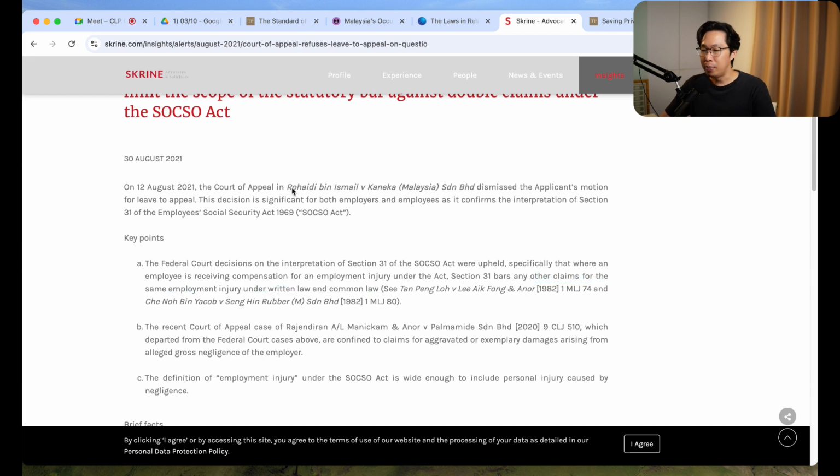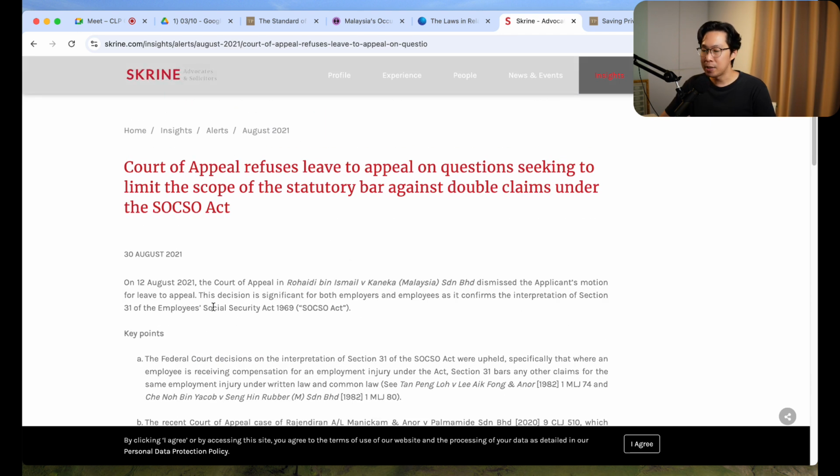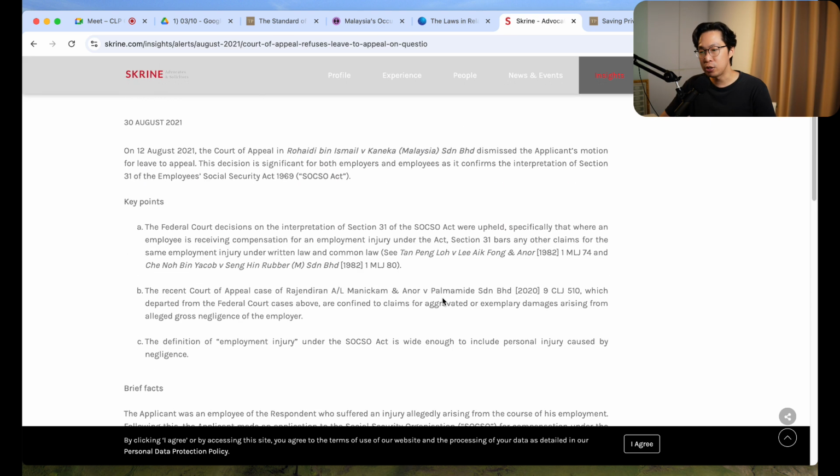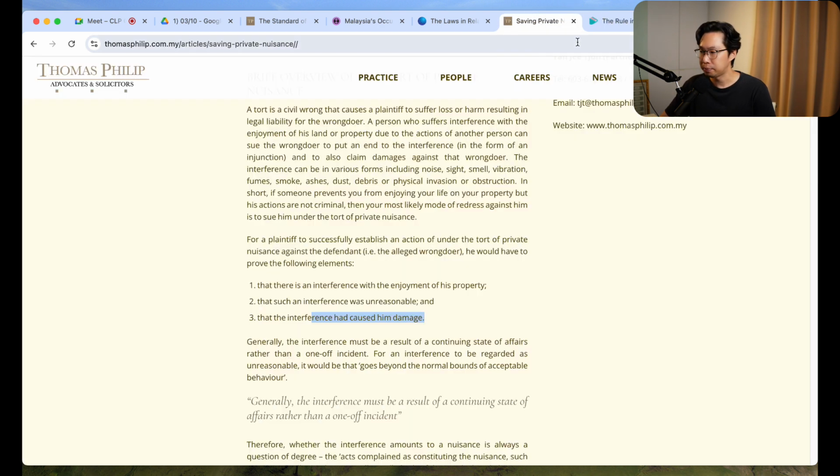Before that, there were a few cases where some said yes, some said no. But so far, the latest one, we don't know, maybe there will be changes in the future. So far, the latest says you follow Section 31 of the SOCSO Act. If you claim compensation from SOCSO for injury, you cannot later claim tort of negligence against your own employer or even your supervisor in the company. This is the one I want you to read.